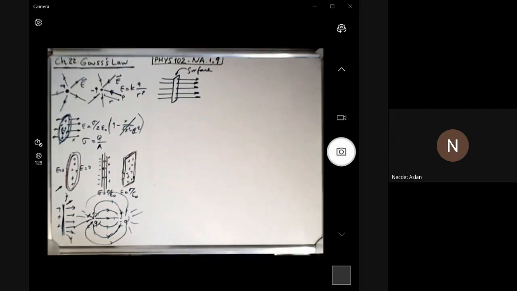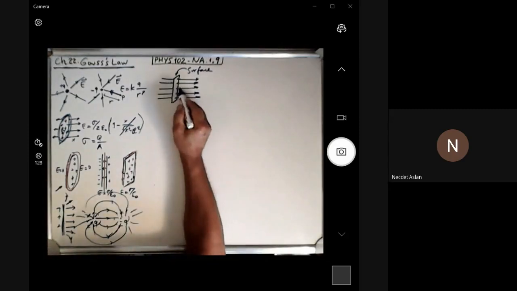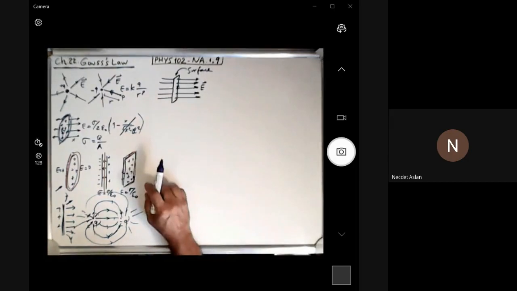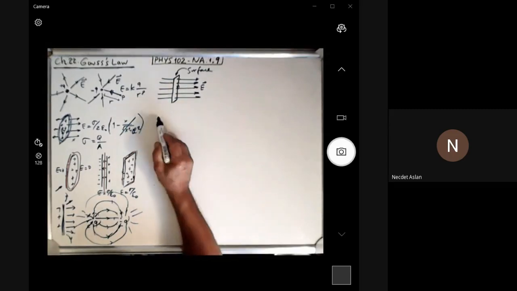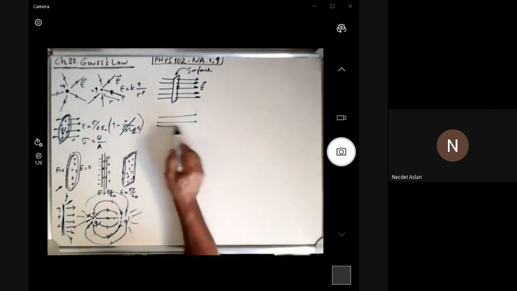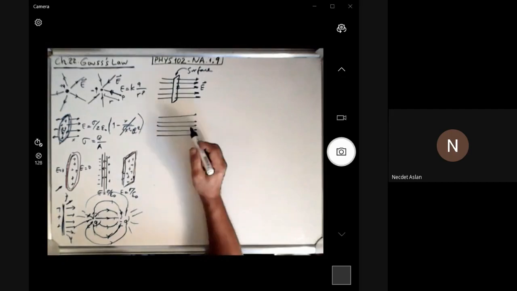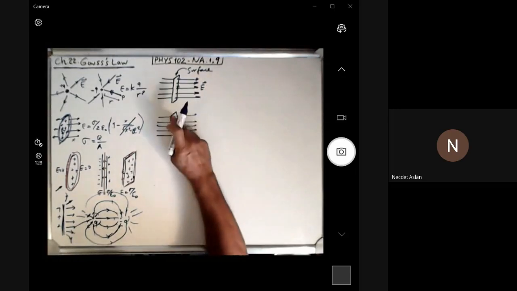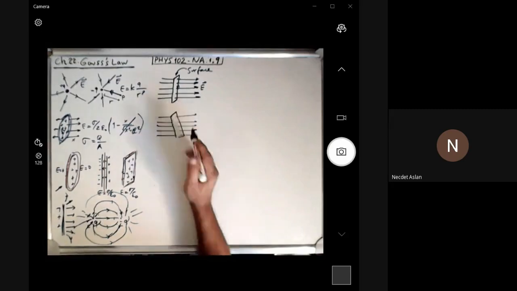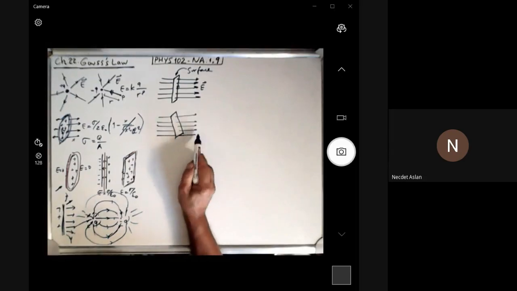This surface is totally perpendicular to these electric field lines. In this case, we will be able to catch all the electric field lines passing through the surface. But if you start to bend the surface a little bit, although the electric field lines are again in the same direction, now the surface is like that.